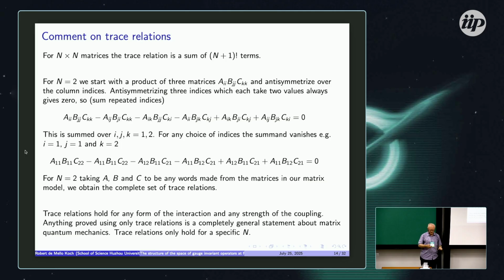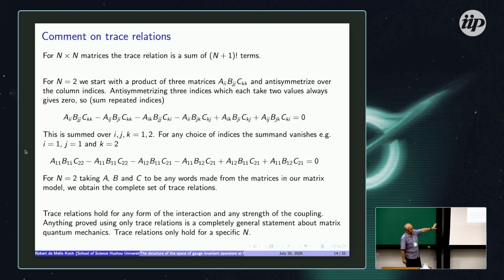And notice something, this vanishing would occur if these were bosonic matrices or if they were Grassmann matrices. I didn't swap the positions of anything. So they are just completely general statements. Who cares what potential you've got? Who cares how big the couplings are? Anything proved with the trace relations is true for any potential and any coupling strengths. Okay, and so I'm going to prove certain statements using the trace relations, and then I know that those hold in general for any potential and any interaction strengths.